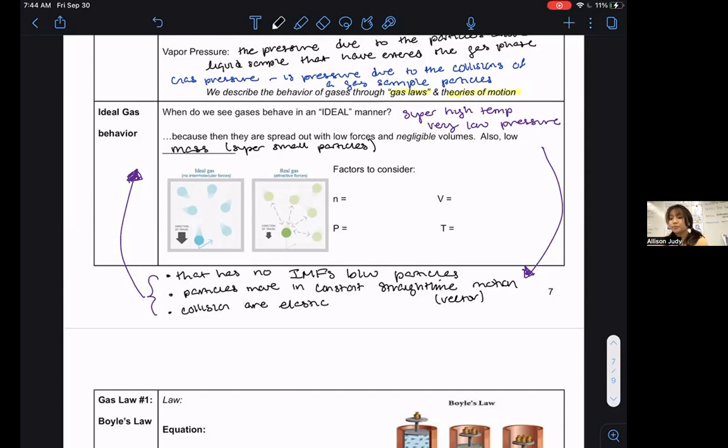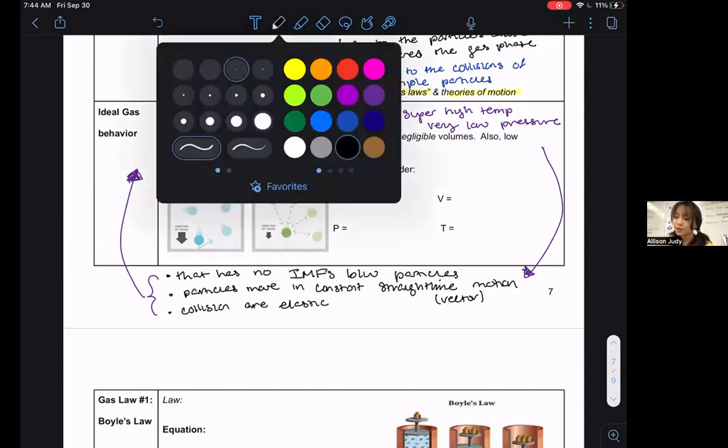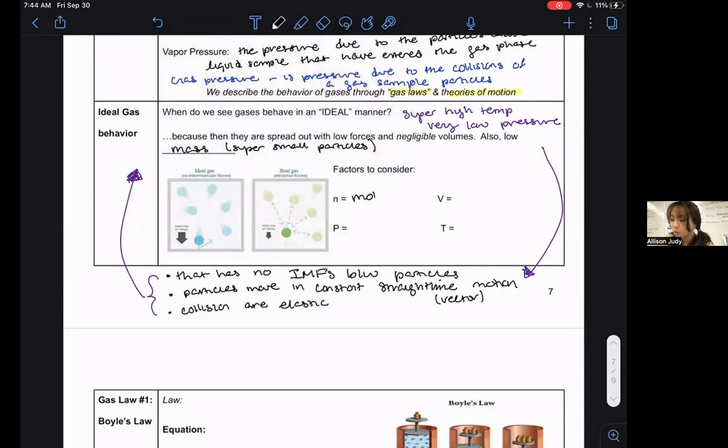So when we talk about ideal gases, under these assumptions and conditions, we have developed a relationship between four variables. The four variables are the amount of moles or the amount of particles, and I'm going to introduce what a mole is in the future.